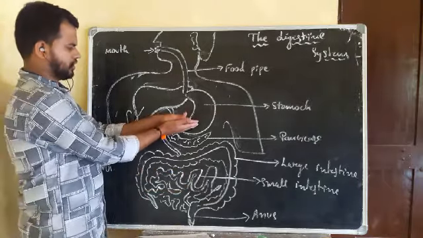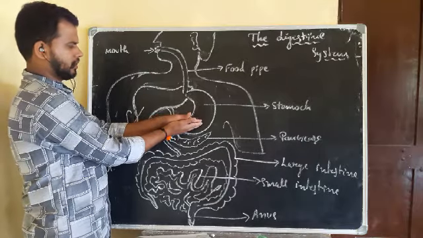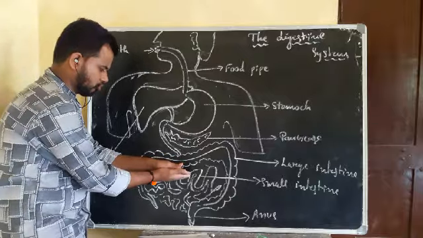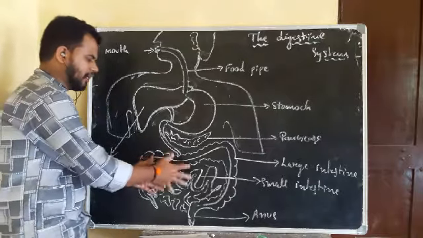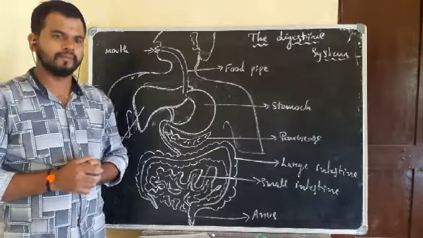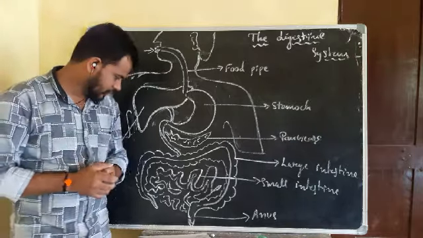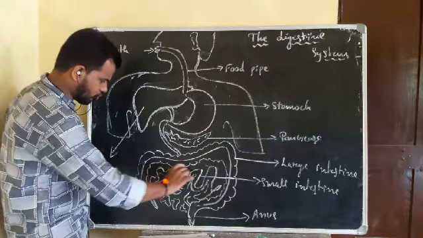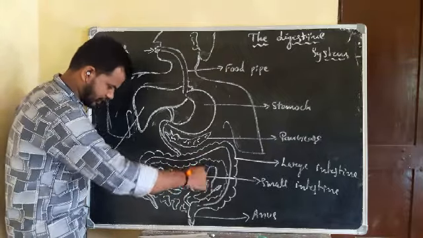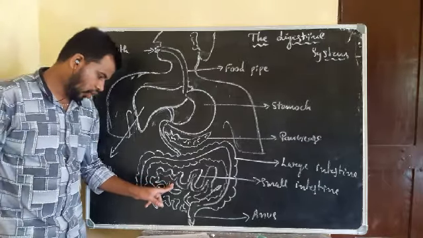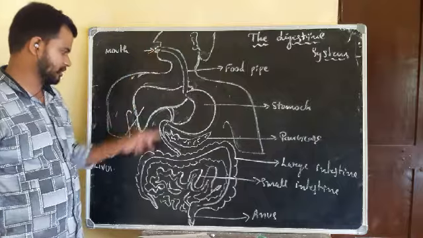After the food is in the stomach, it passes to the small intestine. In the small intestine, the absorption process starts. What happens in the small intestine? Actually, the small intestine is a small, coiled tube-like structure. And one important thing, this is the longest part of the digestive system.